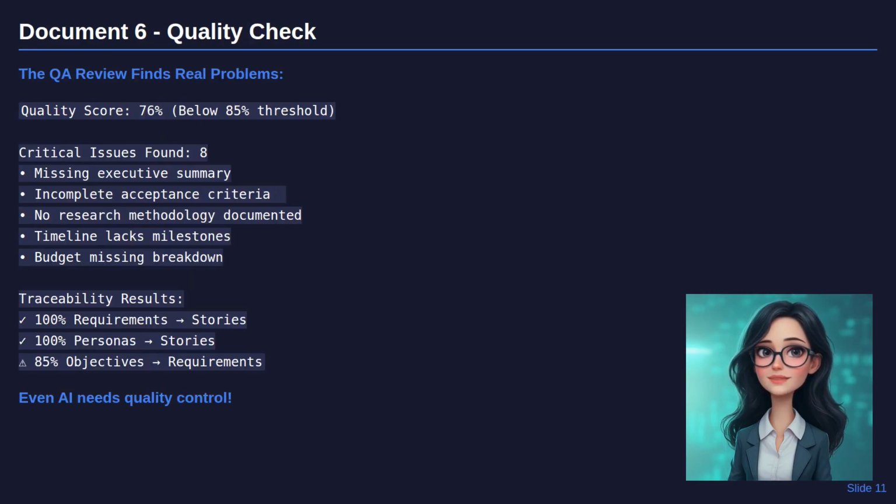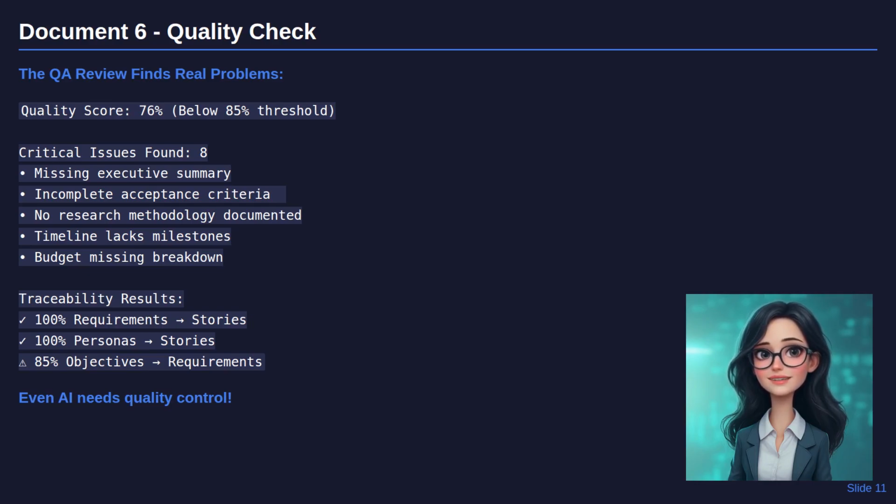The QA review found real problems, and this is important. The overall quality score was 76%, below our 85% threshold. It identified 8 critical issues, including missing executive summary, incomplete acceptance criteria, no research methodology documented, timeline lacking milestones, and budget missing breakdown. The traceability analysis showed perfect linkage from requirements to stories and personas to stories, but only 85% coverage from objectives to requirements.